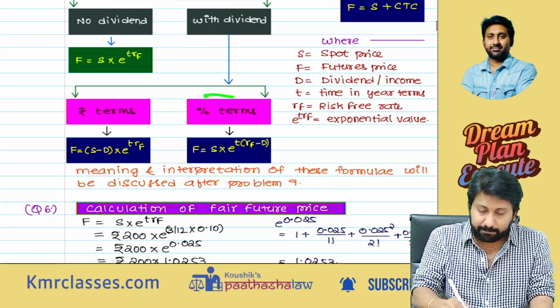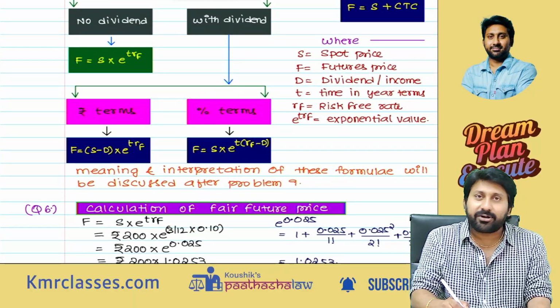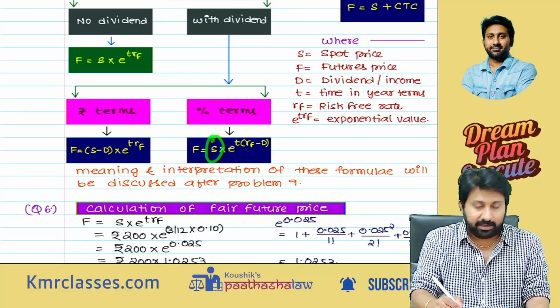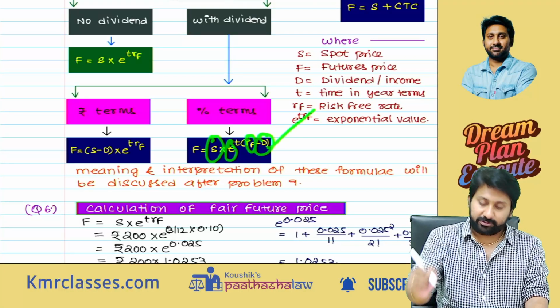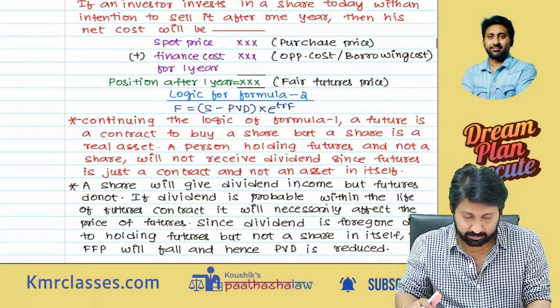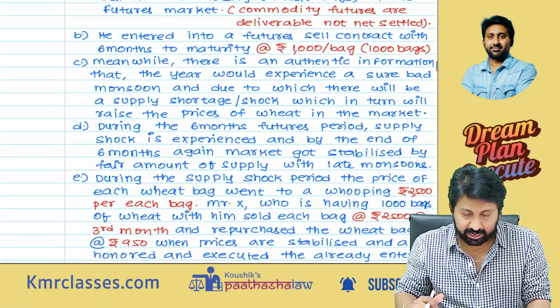Next, if percentage is given, don't reduce anywhere from the percentage because S is a number. e power T into RF is a percentage. From that you reduce. That's it. Like that we will do the calculation.